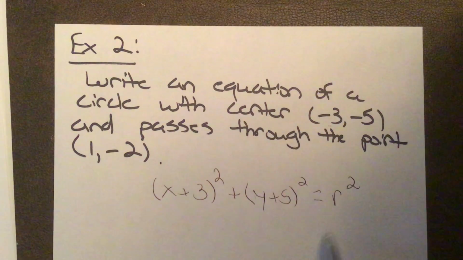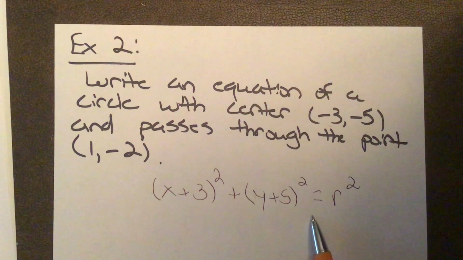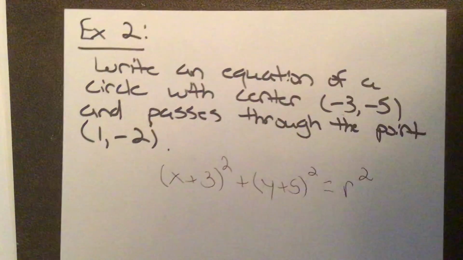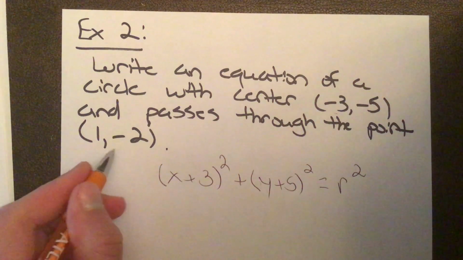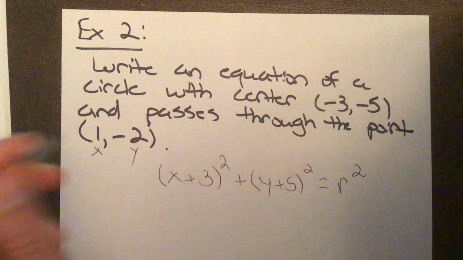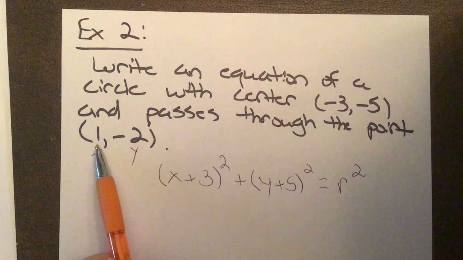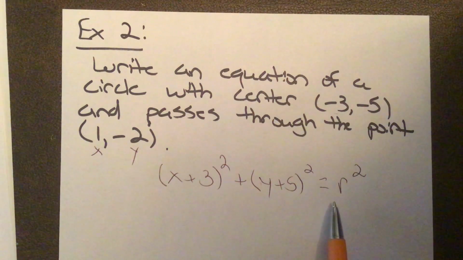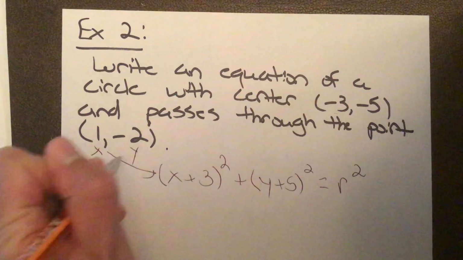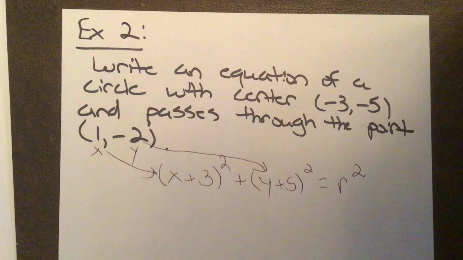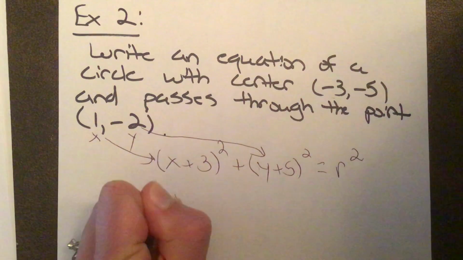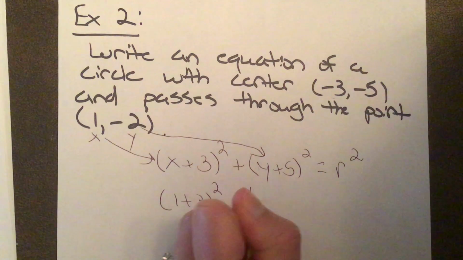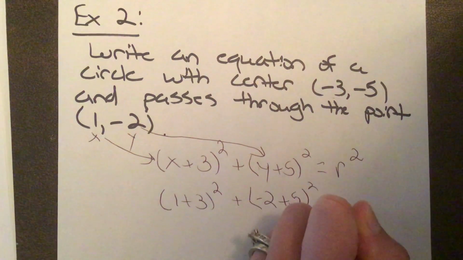Okay. The problem here is we do not know the radius. We are not given that. So we're just given the center and a point on the circle. So what can we do to get the radius? Well, if we have this point, remember all pairs are written in the form x comma y. I'm just going to plug this in for x and this in for y, and then I'll be able to use that to figure out what the radius is. So I'm going to plug this in here and this in here. So that's going to give me 1 plus 3 squared plus, and then in for y I'm putting in -2, -2 plus 5 squared equals r squared.